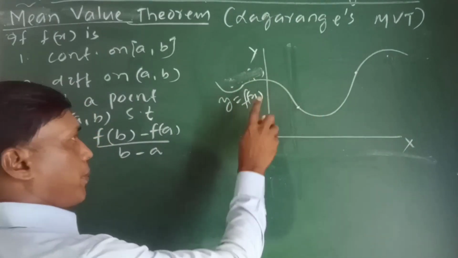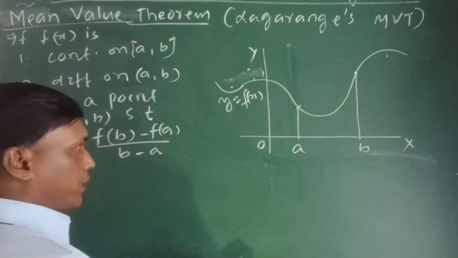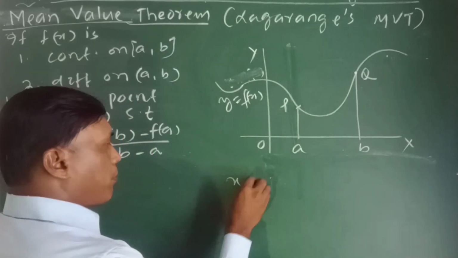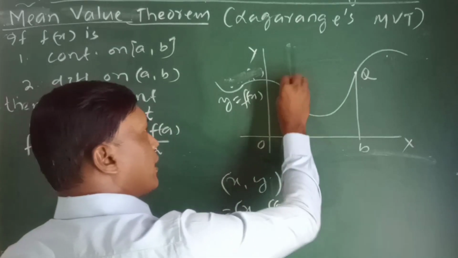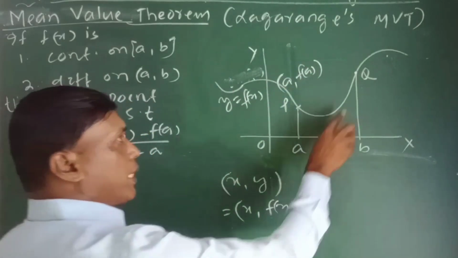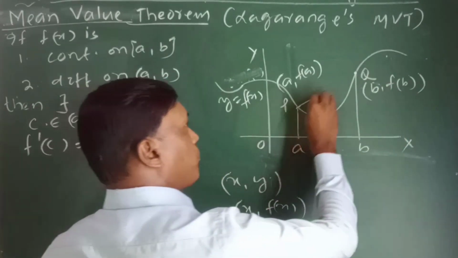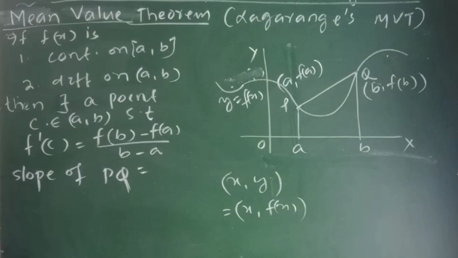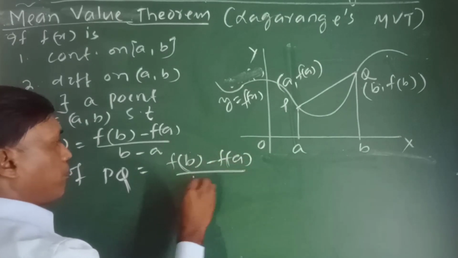Here, suppose this is the curve y is equal to f of x. Suppose the point A is here and the point B is here. This point is P and this is Q. We know the coordinate of a point is x, y, where y is equal to f of x. At this point the x coordinate is A and the y coordinate is f of A, so this point has coordinates A, f of A. Similarly, the coordinates of Q are B, f of B. Now join PQ. PQ is the chord or secant. So the slope of PQ, by the two-point form y2 minus y1 by x2 minus x1, is f of B minus f of A by B minus A.